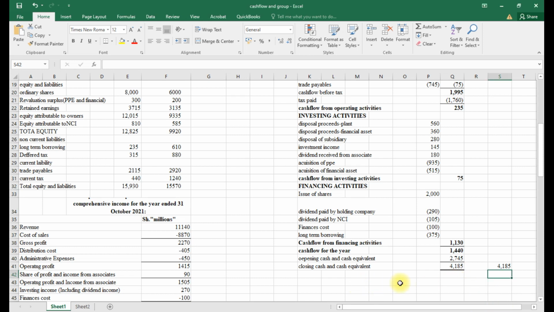So that's how the question was supposed to be done. We have proved that actually it is reconciling. Let me edit this. This was opening cash and cash equivalent.